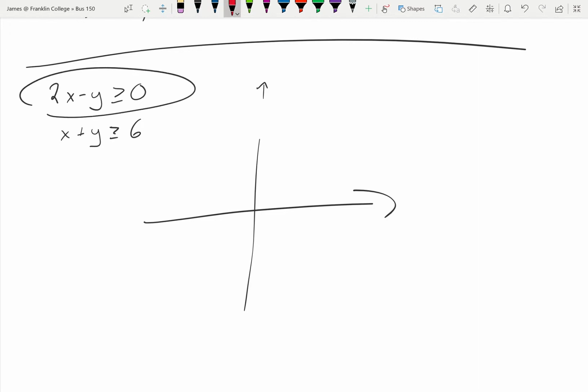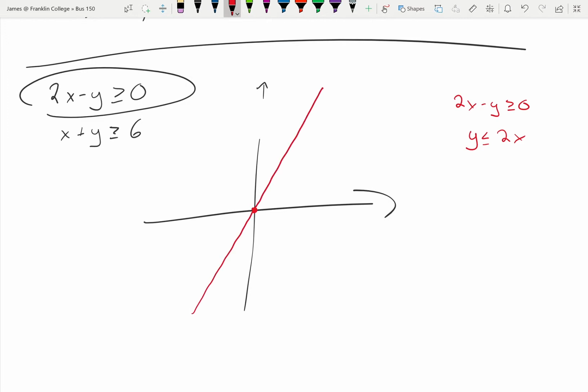So it might be easier to think about this one writing it in slope-intercept form. So instead of having 2x minus y greater than or equal to 0, we're going to solve for y. So we're going to get y is less than or equal to 2x. So we're going to want to graph that with a y-intercept of 0 and a slope of positive 2.